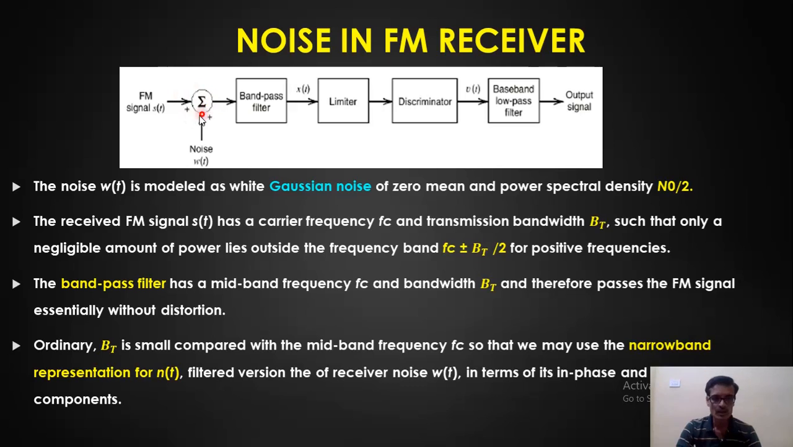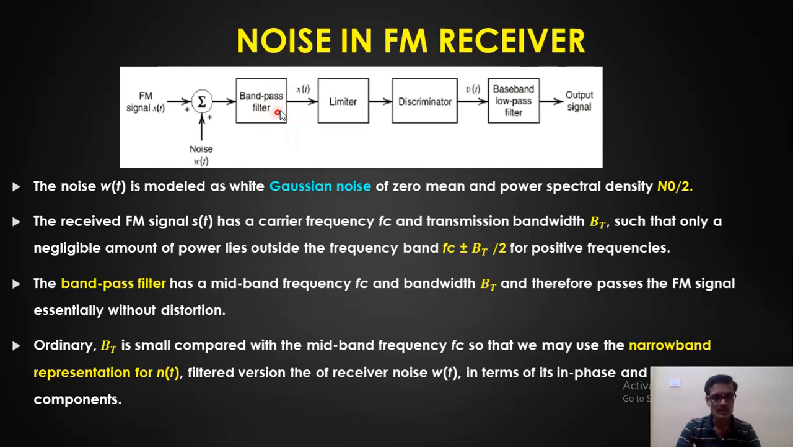Now that combined signal, that is the FM signal as well as the noise, is the input to my band pass filter. The band pass filter is designed to have a bandwidth of BT, that is the transmission bandwidth. It is designed to allow only the FM signal which you have tuned in the receiver. If I say that your bandwidth is around 200 kilohertz, that's what is usually assigned for the different FM stations like Radio Mirchi or Big FM and all those stations.